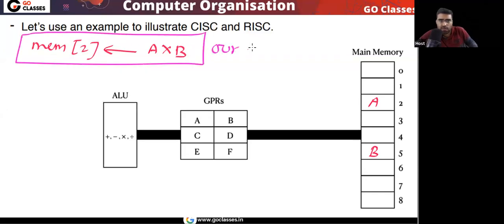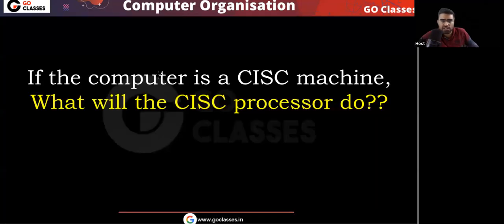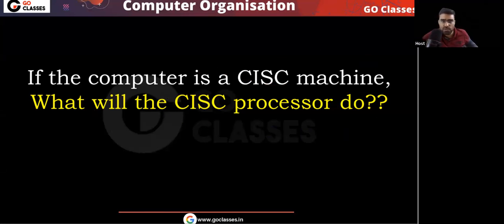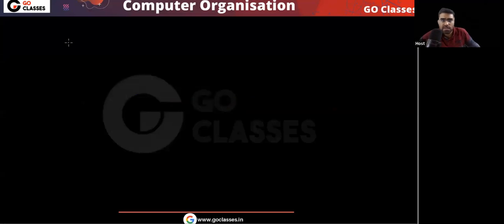This is our task. Now notice, for this task, what RISC will do or what CISC will do. Okay, let me quickly tell you. For this task, if you are using a CISC machine, what will the CISC processor do? This CISC processor will come prepared with one instruction. Remember, the focus of a CISC computer is to minimize the program size.